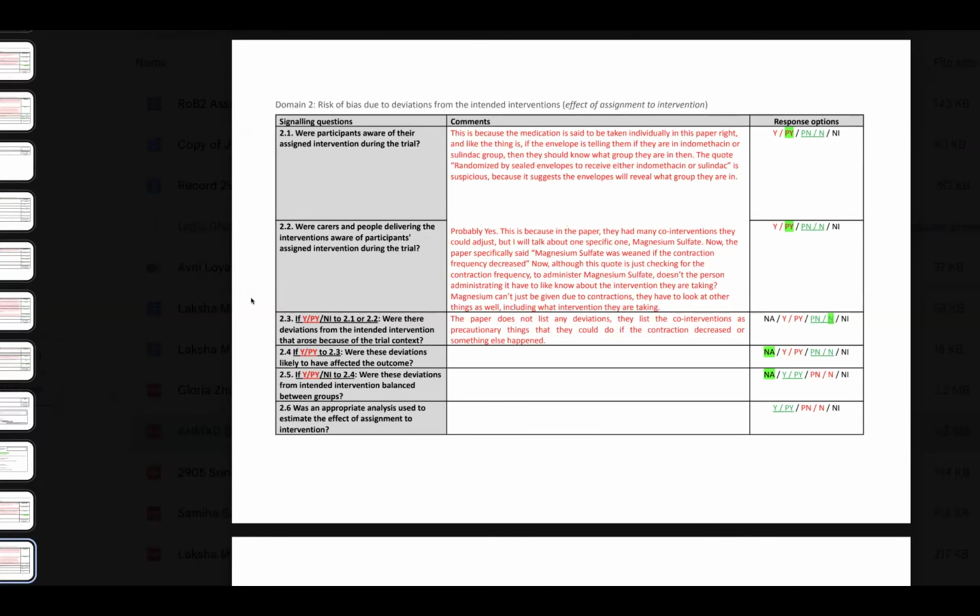Let's read his reasoning and see if we like it. Out loud. Oh, okay, I can read it. Because remember, the people who aren't here are going to be watching this video, so you want to read it out loud. Okay. This is because the medication is said to be taken individually in this paper, right? And the thing is, if the envelope is telling them if they are in the indomethacin or sulindac group, then they should know what group they are in. The quote, randomized by sealed envelopes to receive either indomethacin or sulindac, is suspicious because it suggests the envelopes will reveal what group they are in. Oh, that's interesting.